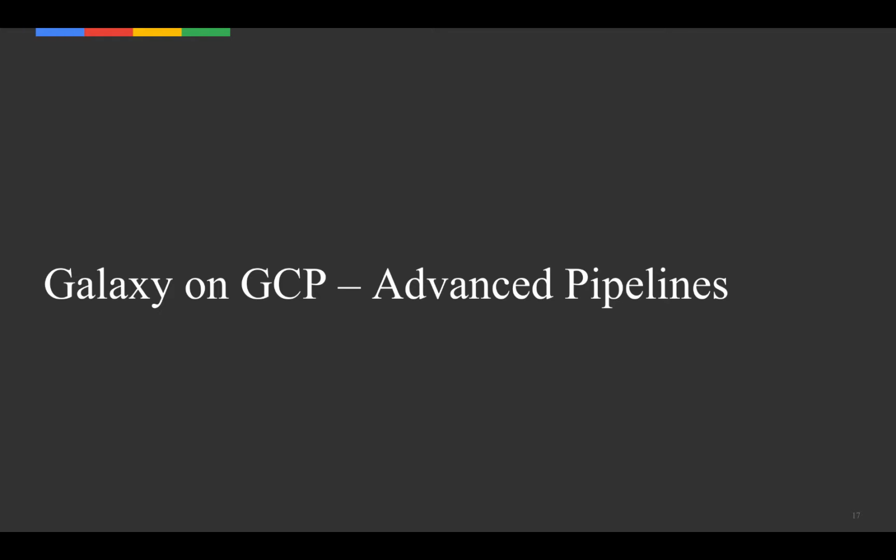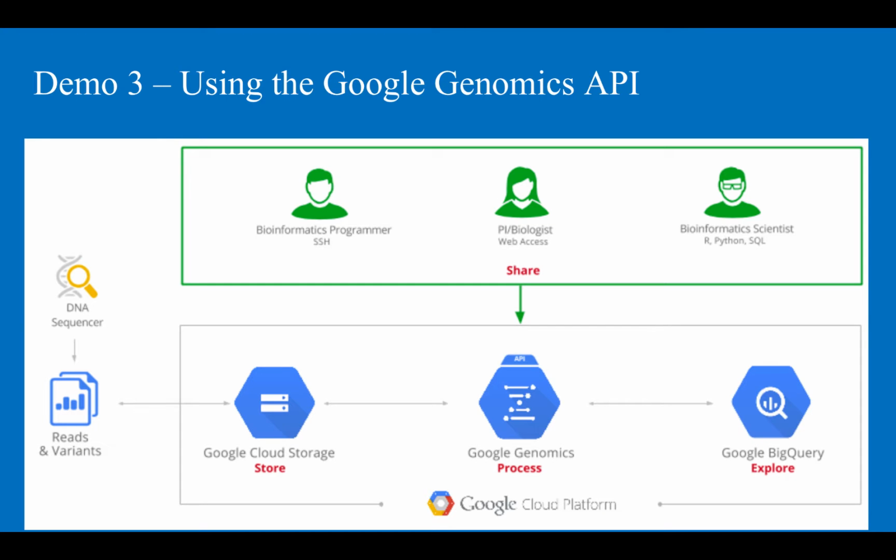Now, building on the idea of functions scaling, we move to advanced pipelines. Google has been doing some work around a Genomics API, which does variant processing. Now, this is very early work.